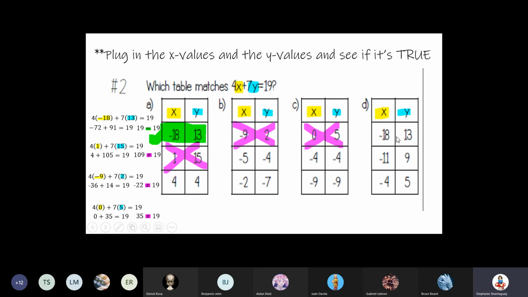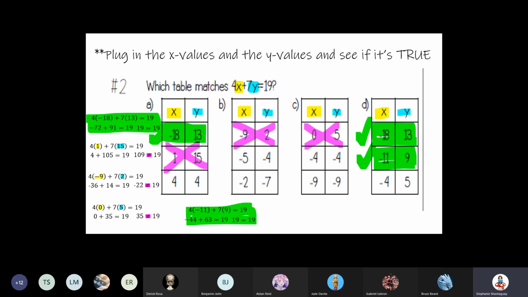Okay, now in D, I have negative 18 and 13 again, just like I did in A. I know that's true because I've already done the math. Now I'm going to plug in negative 11 and 9, and I get negative 44 plus 63, which is 19. So 19 does equal 19. Then I have negative 4 and 5 for my x and y values. I plug in the x, plug in the y, and I get negative 16 plus 35 is equal to 19. And yes, that is true. So my correct answer here is D.